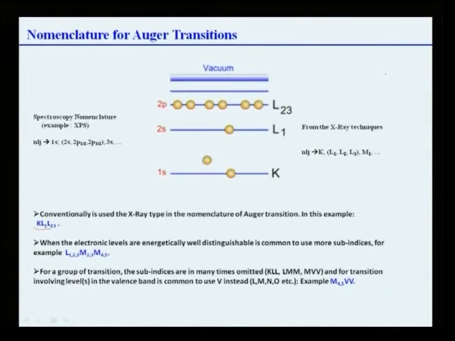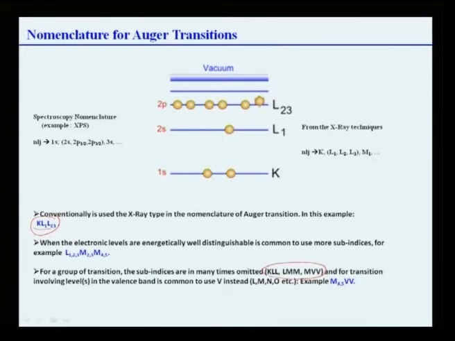When electronic levels are energetically well distinguishable, it is common to use most sub-indices like L1 2 3, M2 3, M4 5. This one can also use. Very well distinguished atoms can be done there. For a group of transitions, sub-indices are many times omitted, like KLL, KMM, MVV, or for transitions involving levels in the valence band, V is commonly used instead of L, M and O, P, for example M4 5 V. But normally we use this or this, other things are not extensively used.